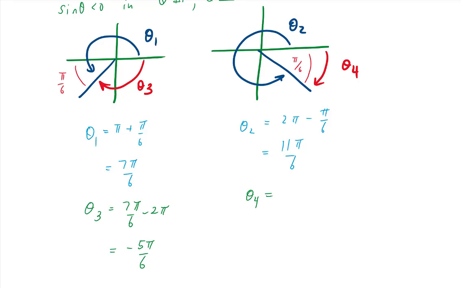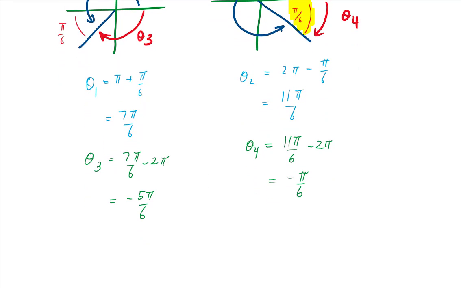And theta 4, again, is 11 pi over 6 minus 2 pi. We go back a full cycle. And that's going to be 11 pi over 6 minus 12 pi over 6, which is negative pi over 6, which again we could have just determined by looking at our diagram.